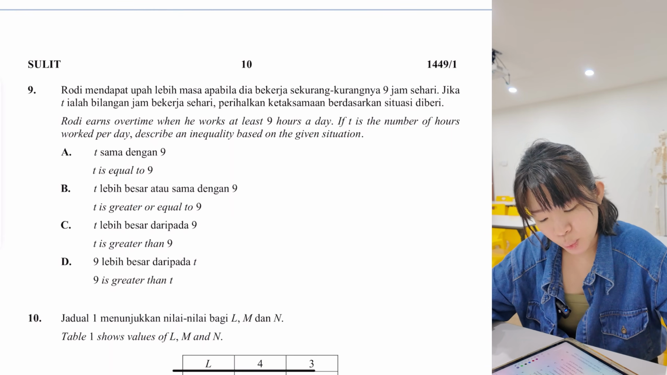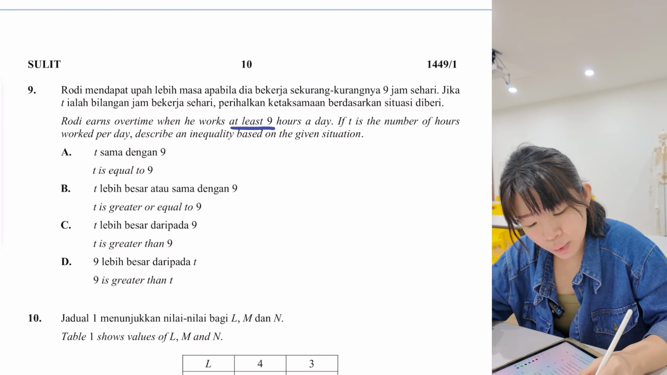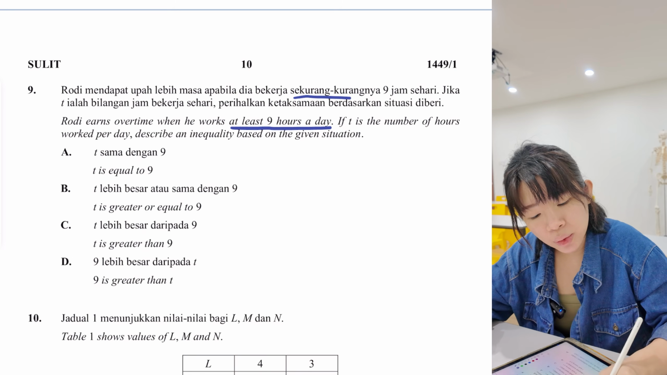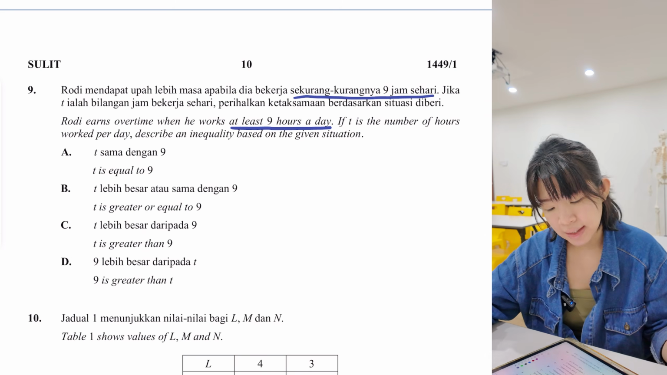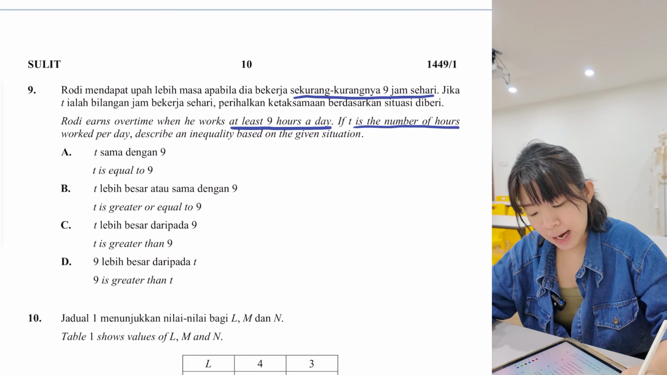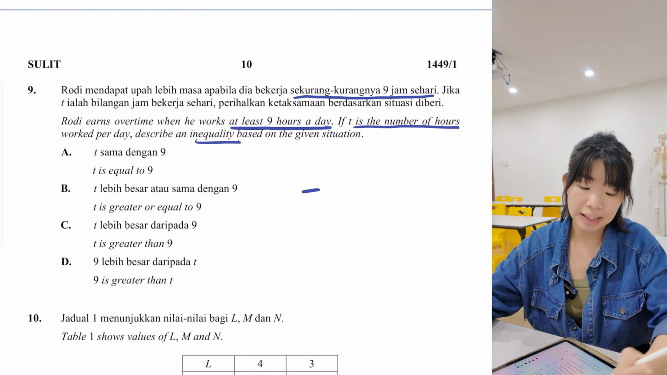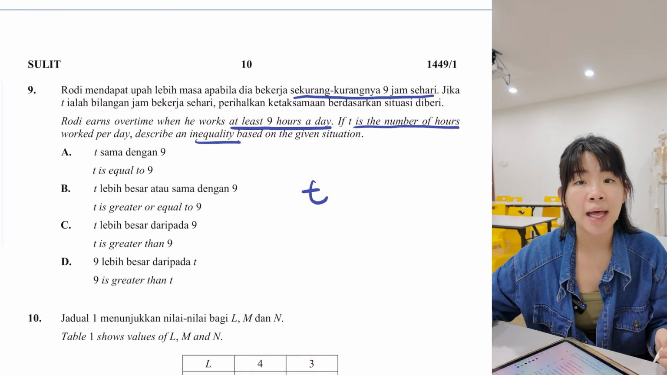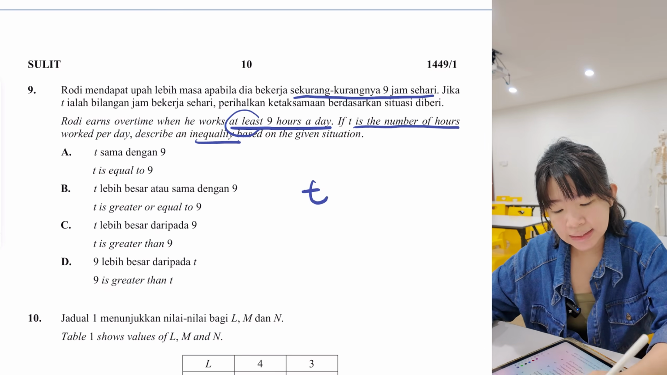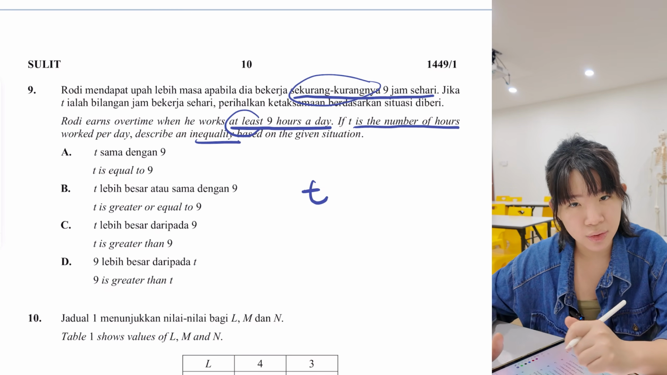Rodi earns overtime when he works at least 9 hours a day. Okay, bekerja sekurang-kurangnya 9 jam sehari. If T is the number of hours work per day, describe an inequality. Okay, so we need to use T. Write inequality, kertas samaan. If they say at least, sekurang-kurangnya, what symbol do we usually use?